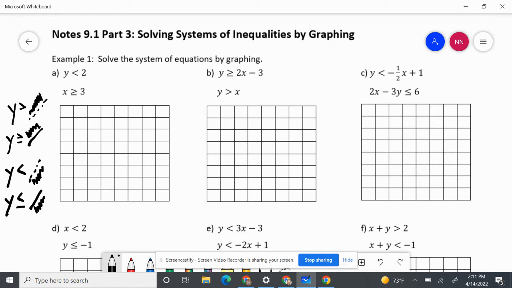So this is not going to be giving us answers that are ordered pairs. It's going to give us answers that are shadings. So for our first example, we have a couple easy ones where we have y is less than 2. So we go to 2 on the y-axis. It's a dashed line, and the reason that it's dashed is there's no equal sign underneath, and since it's less than, we're going to shade below.